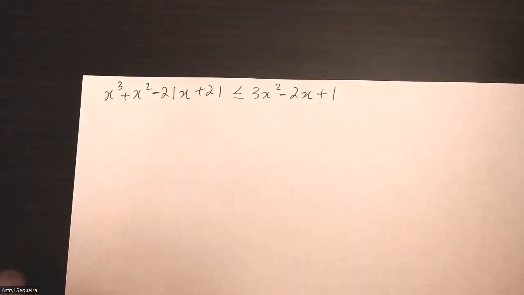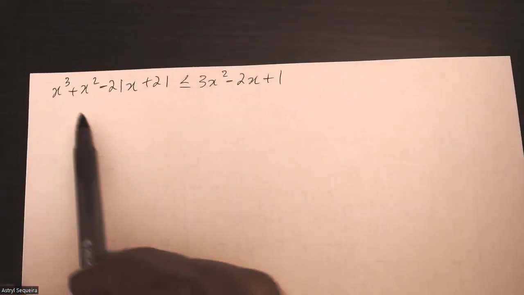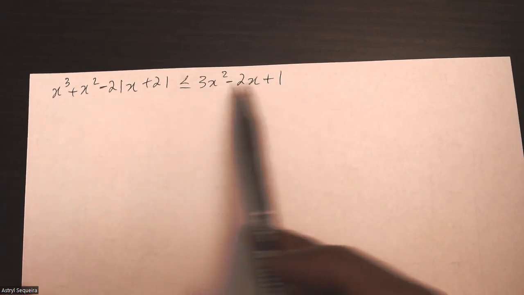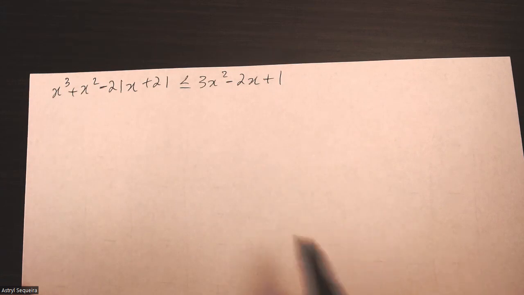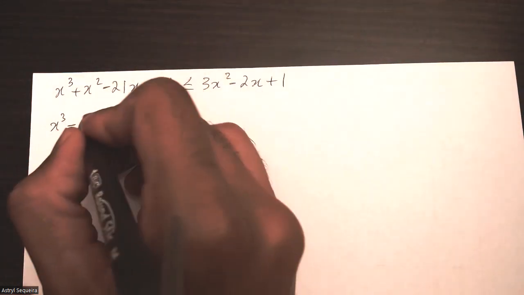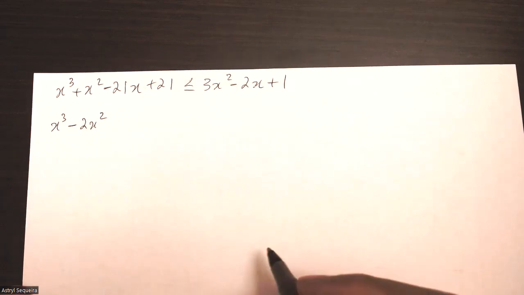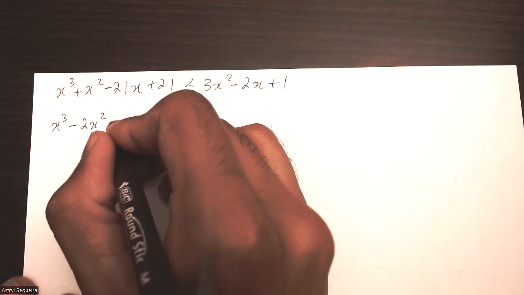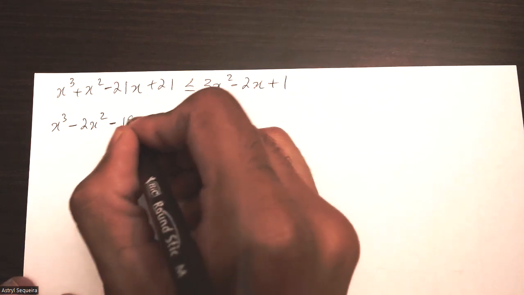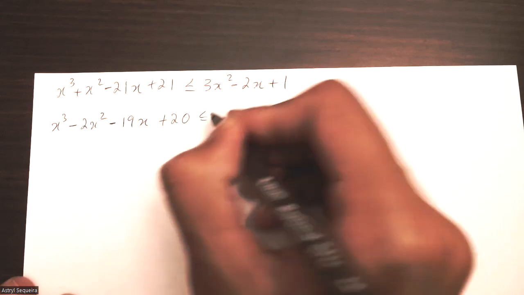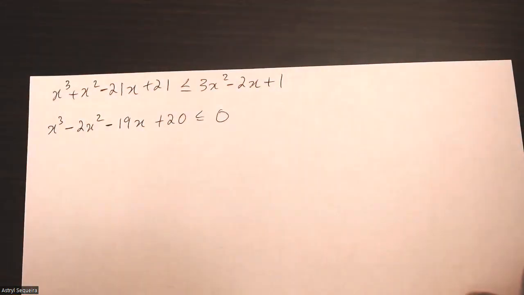I have a third and final question over here, and this one is in standard form. So we're going to have to factor this first, but I'm going to move these three terms and subtract it on this side. So I have x cubed minus 2x squared minus 19x plus 20 is less than or equal to 0.